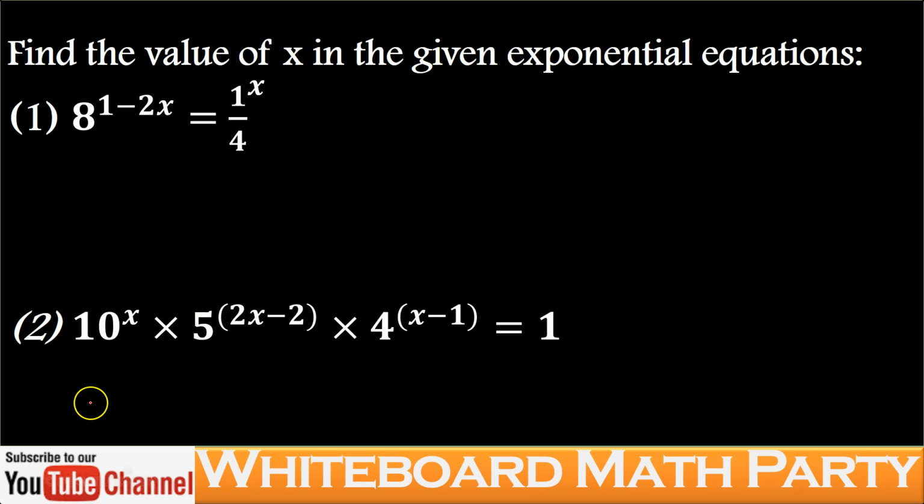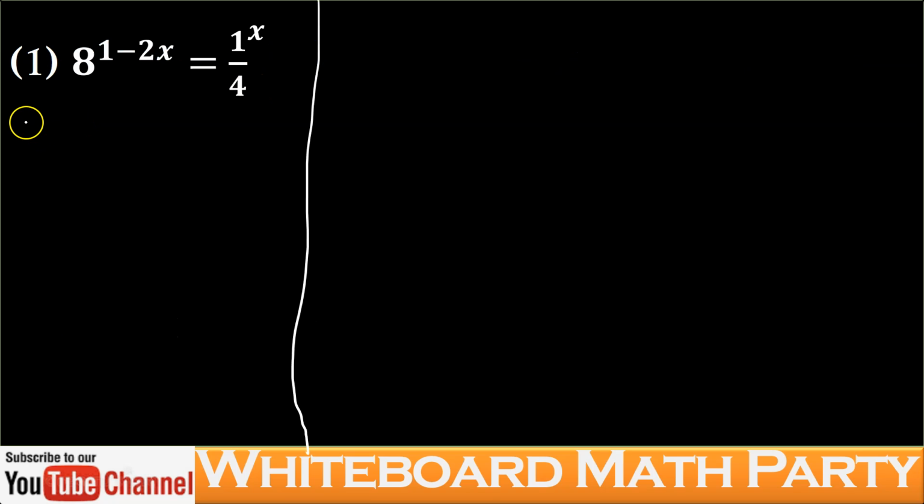Our responsibility here is to find the values of x for these two questions that we are given to solve. The first one is 8 to the power of 1 minus 2x is equal to 1 upon 4 to the power of x. So let's begin by working out 8 to the power of 1 minus 2x is equal to 1 upon 4, all to the power of x.